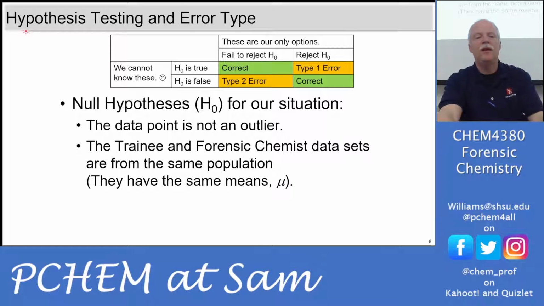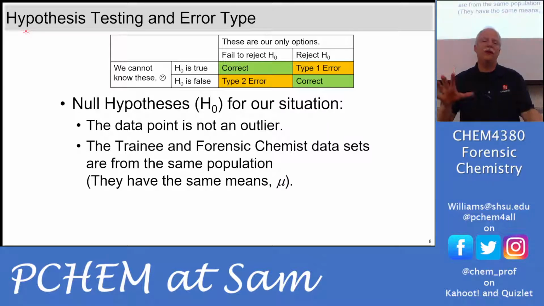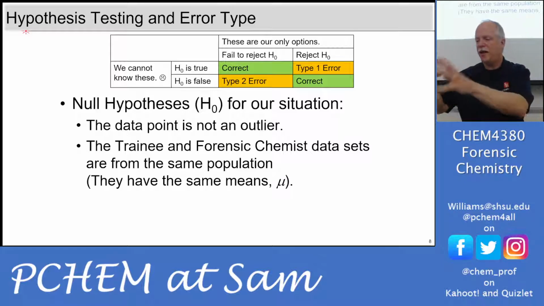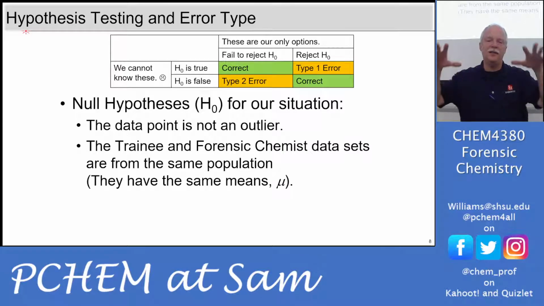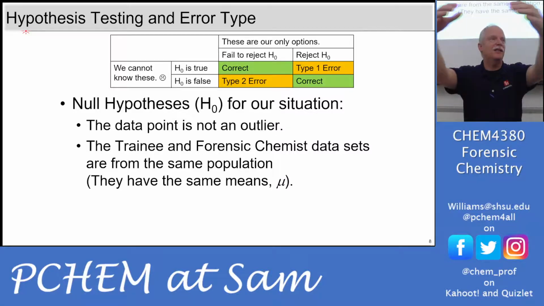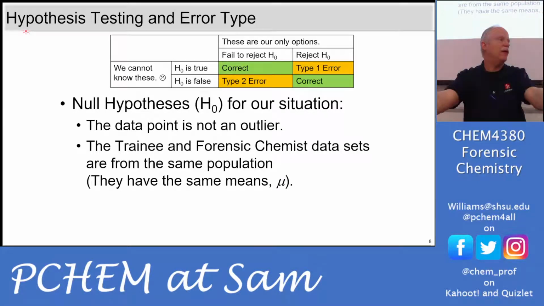The t-test. The trainee and forensic chemist data sets are from the same population. Now, what does that mean? Well, there's several ways to interpret this null hypothesis. This could mean that the samples that the trainee sampled were from the same group of samples that the forensic chemist sampled. Do you see how, if you have a seizure of identical little plastic bags and they both analyze 10 of them, the null hypothesis is that all 10 of those bags for each of them came from the same group? And if they came from the same group, they should have the same mean value.